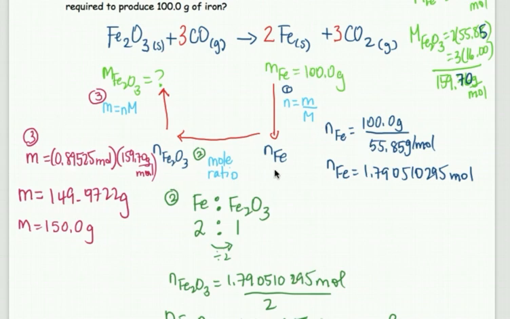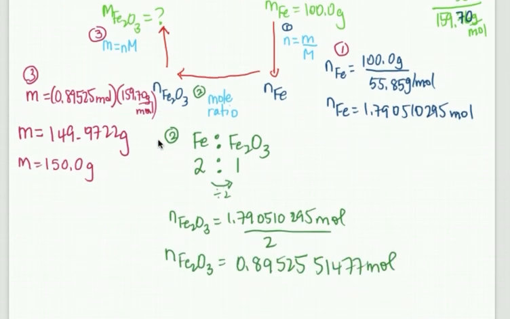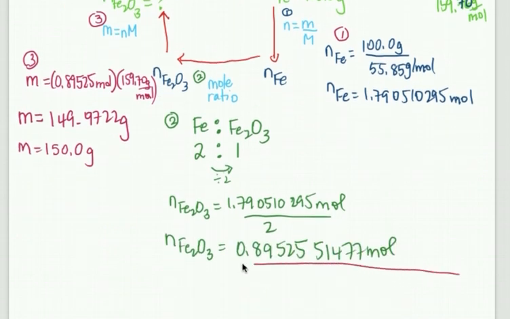Going around the box kind of keeps it neater and organized, I guess. But if you prefer to go down the page, that's fine as well. So again, this was method 1, 2, 3: go from mass to moles of iron 3 oxide, and then to the mass of iron 3 oxide. All right, so that's the formula method.